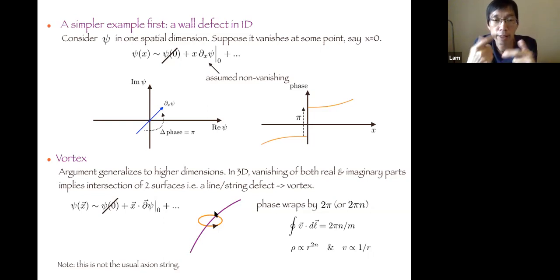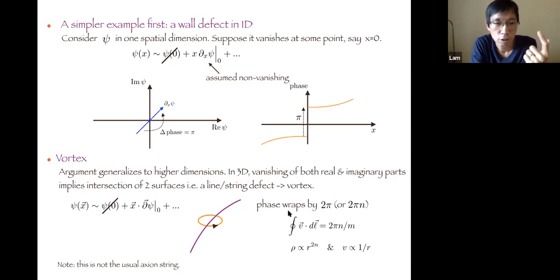And if you translate into fluid variables, it basically says the velocity integrated around a loop goes like 2 pi n divided by m, where n is an integer and m is basically the mass of the axion.